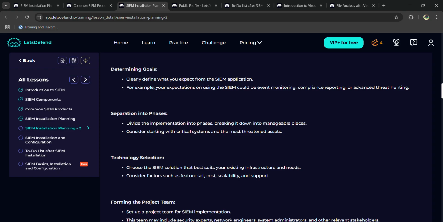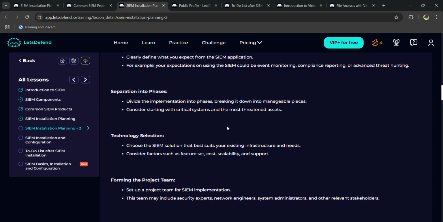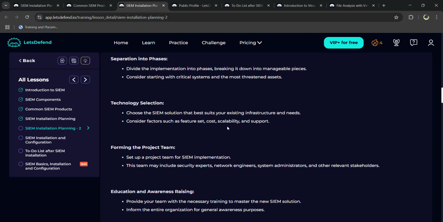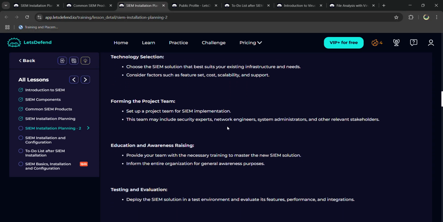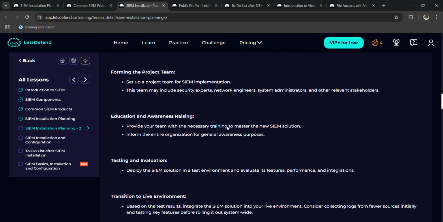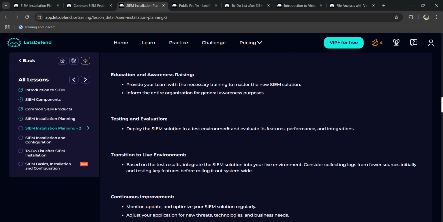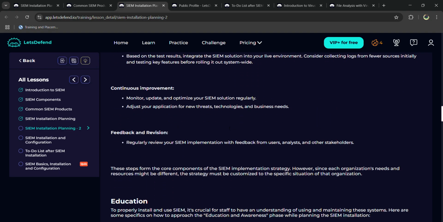Then is determining goals. We need to clearly define what you expect from the SIM application. For example, your expectations on using the SIM could be event monitoring, compliance reporting and then threat hunting. Then we need separation into phases, technology selection, forming the right project team, education and awareness, and so on.